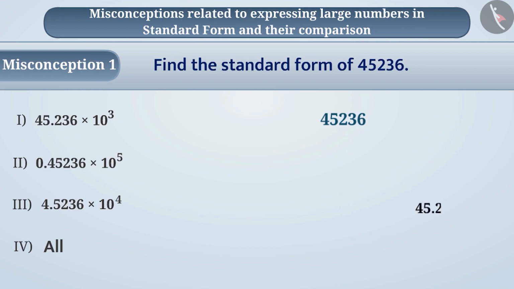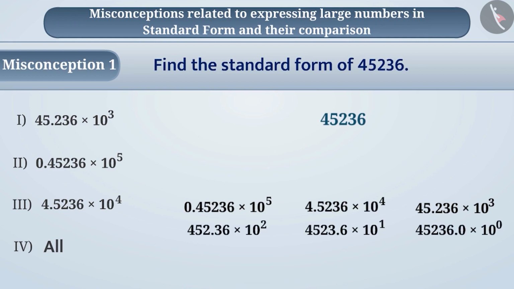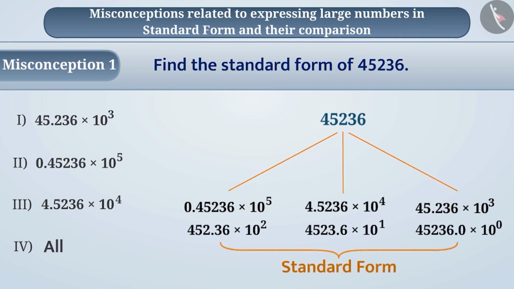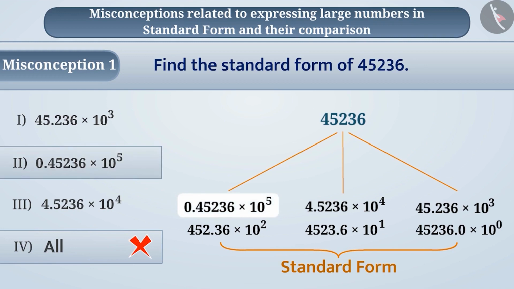With this knowledge, they believe these decimal forms 45.236 into 10 to the power of 3, 0.45236 into 10 to the power of 5, and 4.5236 into 10 to the power of 4 to be the standard form of a given number and choose option 4, which is the wrong answer. Some students believe that the standard form of the number is expressed as in option 2, but this is also a wrong understanding. Hence, option 2 is an incorrect answer.